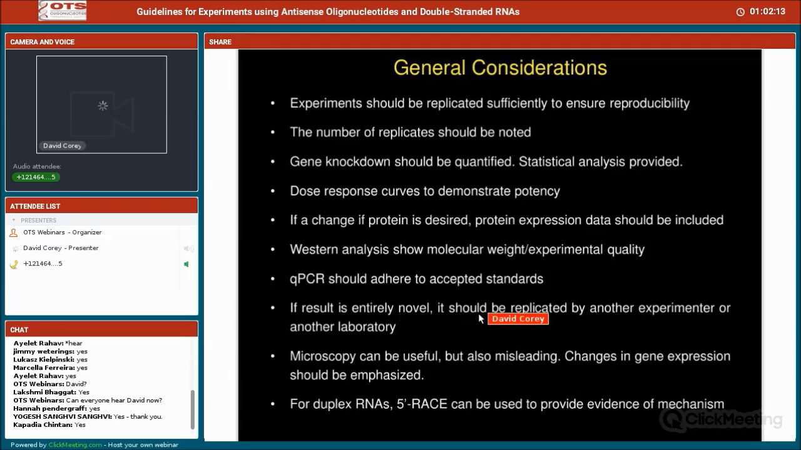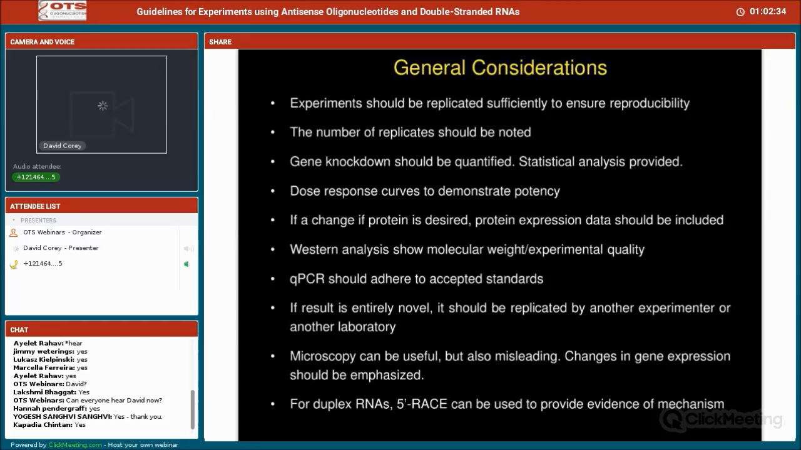As with our frataxin research, if a result is entirely novel, it should be replicated either by another experimenter within the laboratory or by another laboratory. So with our frataxin results, 5 or 6 people in my lab have been able to replicate that. Certainly reassures me as the PI that the result is real.